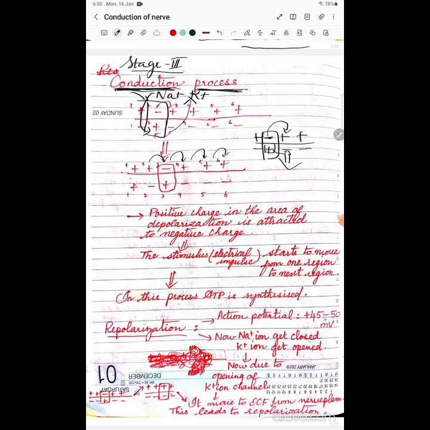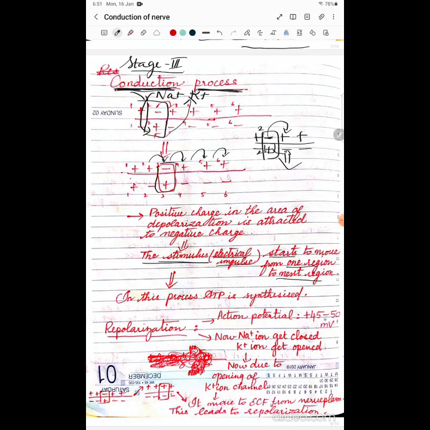Due to this phenomenon, a stimulus, which is nothing but the electric impulse, starts to move from one region to the next region. Due to this attraction of charges, the electric impulse, from the second region that we have marked, starts to move from the second region to the third region. Therefore, the third region's charge will get changed.